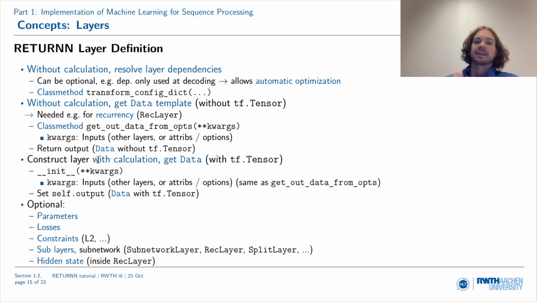And then, of course, the layer also defines what actually is the calculation. And then it gets out the data with TF tensor. Optionally, a layer can also have parameters, can have losses, constraints, can have other sublayers, and can have hidden state when it's inside the rec layer.